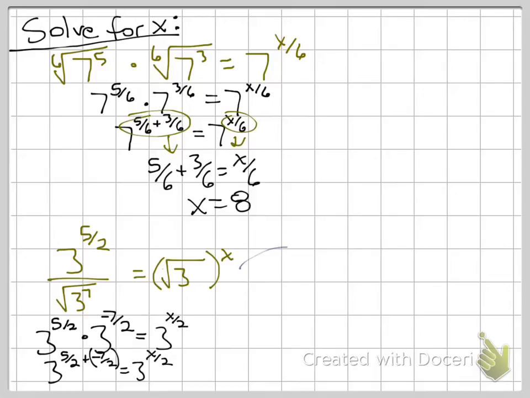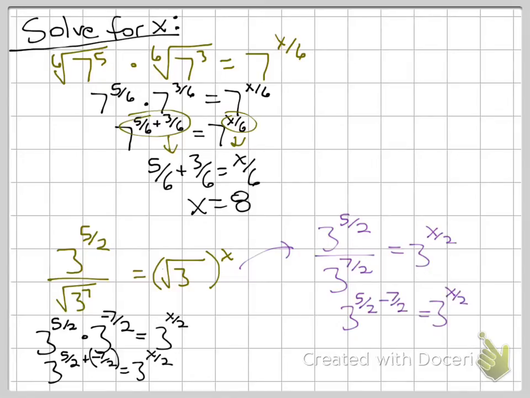Option 2. We'll go far away from the first one. So we got 3 to the 5 over 2, 3 to the 7 over 2 equals 3 to the x over 2. And all I did there was change them all to exponential. Yesterday we said if you have a fraction, you subtract the exponents. Right? That was one of our rules. So it's going to be 5 over 2 minus 7 over 2, and it's 3 to the x over 2.